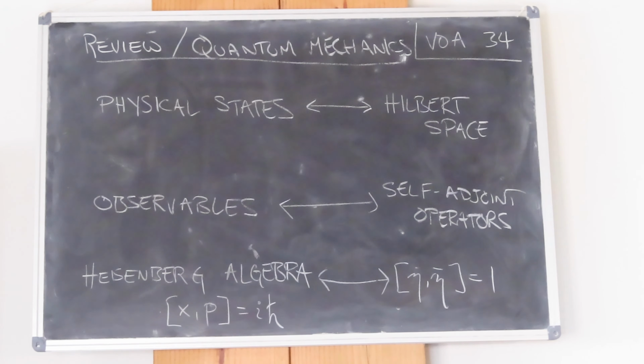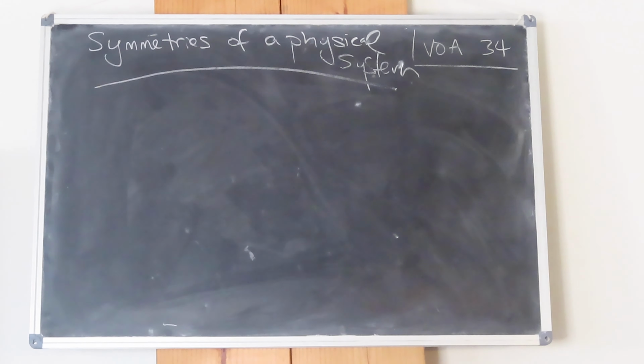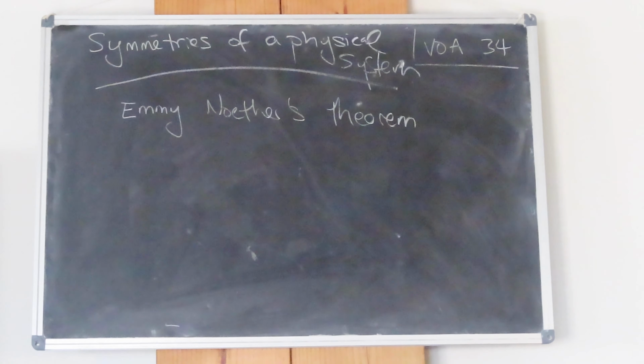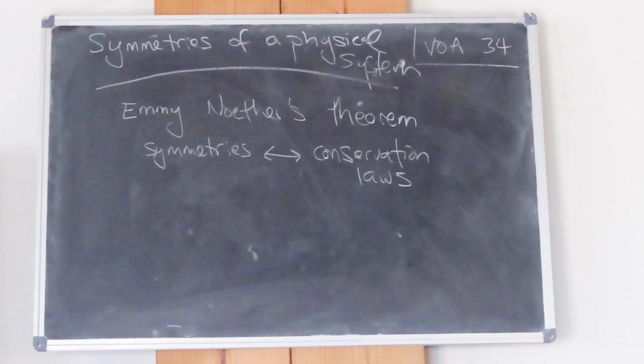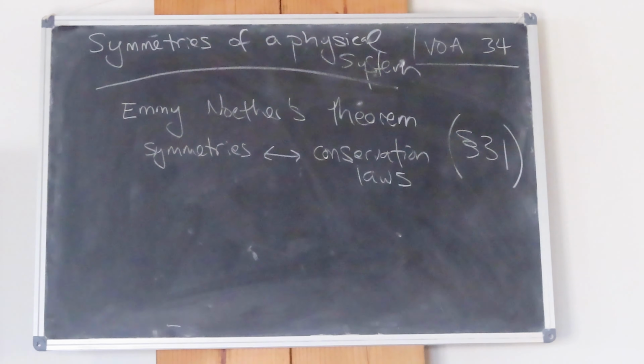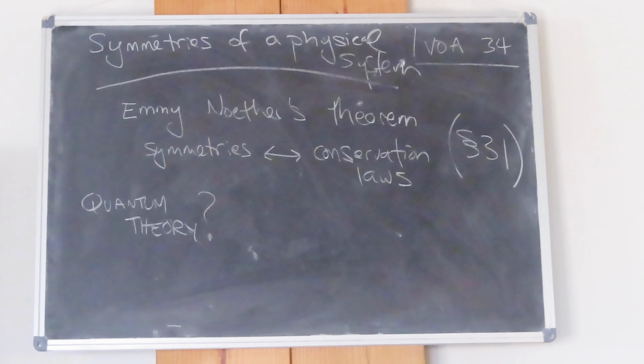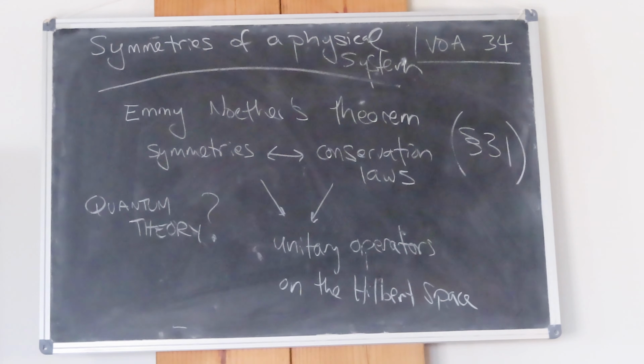Today's lecture will explore a different set of operators on these Hilbert spaces, an operator algebra reflecting the symmetries of a physical system. If you've been following our series, you might recall Noether's theorem, which related the symmetries of a physical system to conservation laws. We discussed that in detail in section 31. Now that we know a bit more about the machinery of quantum mechanics, you might ask, how does Noether's theorem apply more directly to quantum theory? Well, long story short, these symmetries are encoded in an algebra of unitary operators on the Hilbert space.